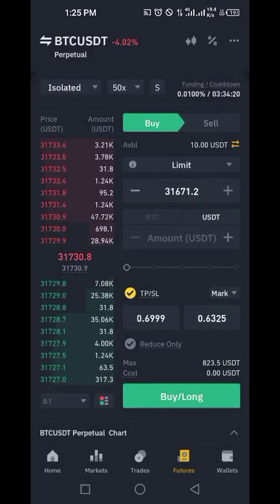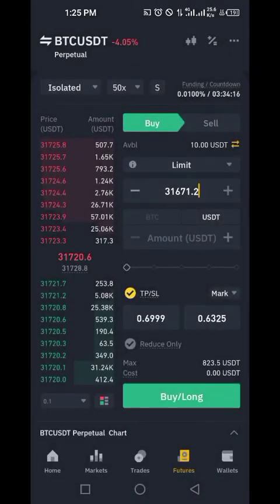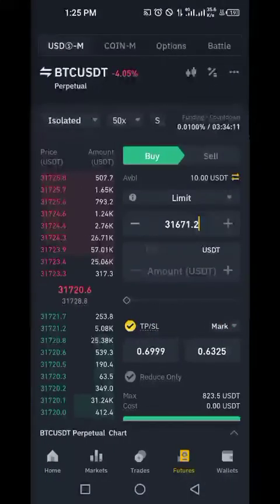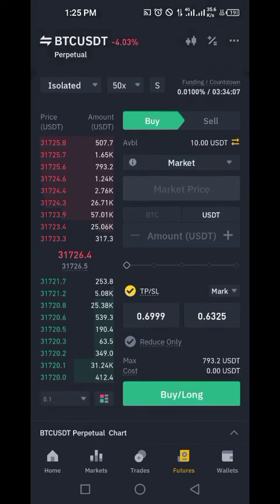So let's just move this down to 50. Let's leave it at 50x. I'm not checking the chart. Let's just trade randomly to check. Okay, let's say we are buying at the market price now, buying BTC at this current market price.